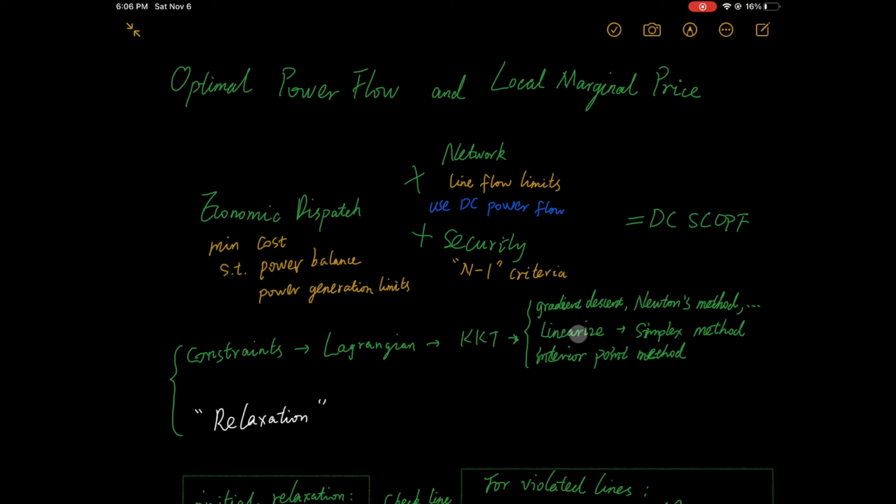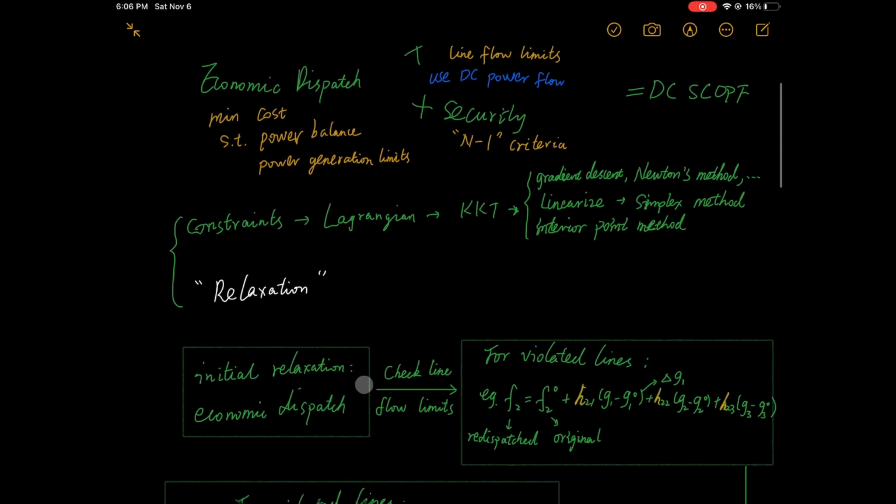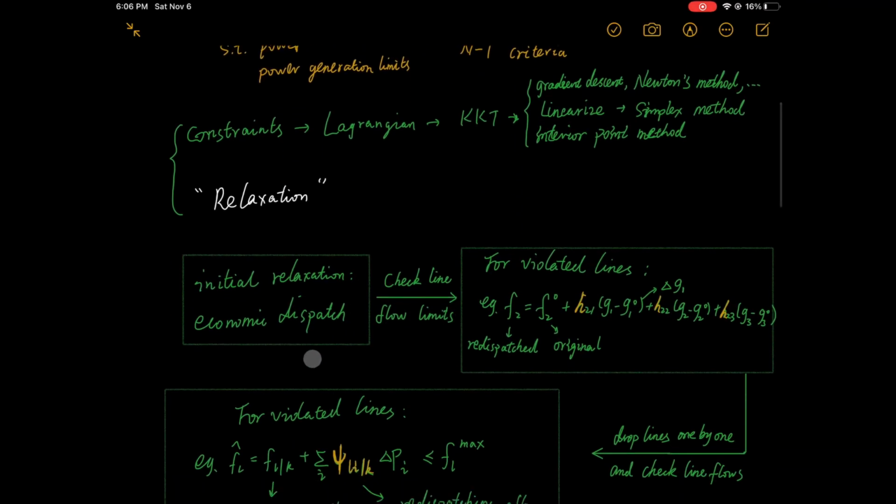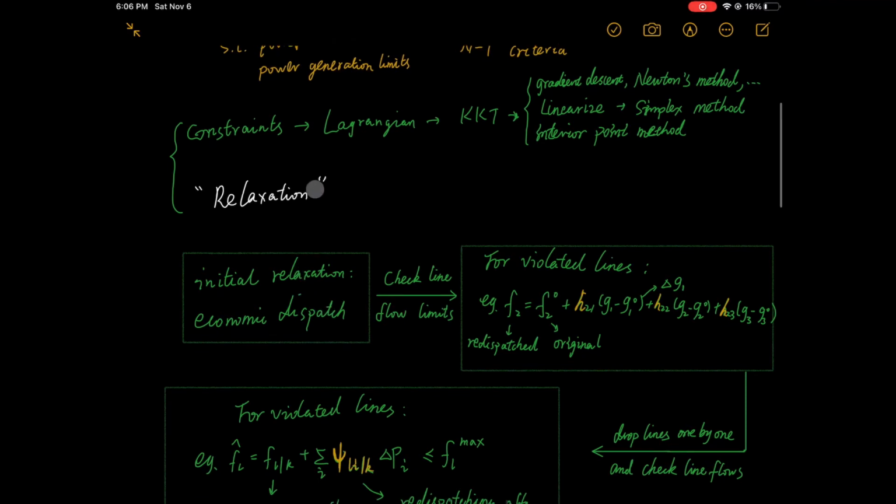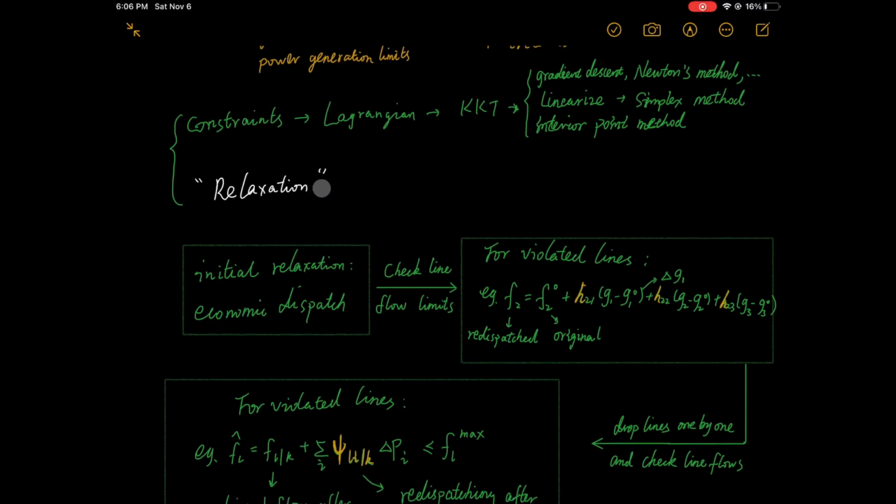So we can use interior point methods or linearized nonlinear problems to use the simplex method in linear programming. Most importantly, the concept of relaxation is practical for large-scale systems. The essence is to start from initial relaxation by ignoring some constraints or setting some discrete values as continuous, and then add violated constraints one by one.